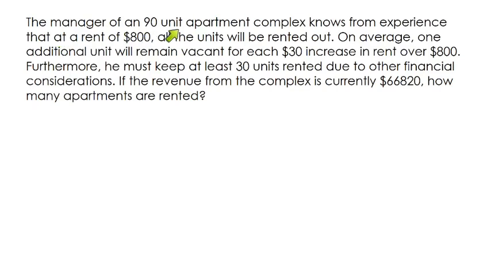It says the manager of a 90-unit complex knows from experience that at a rent of $800, all the units will be rented out, all 90 of them. On average, an additional unit will remain vacant for each increase in price of $30. For example, if this went up to $830, one of those units would probably go unrented. Once again, as you drive up price, the demand is going to go down. I think that makes sense.